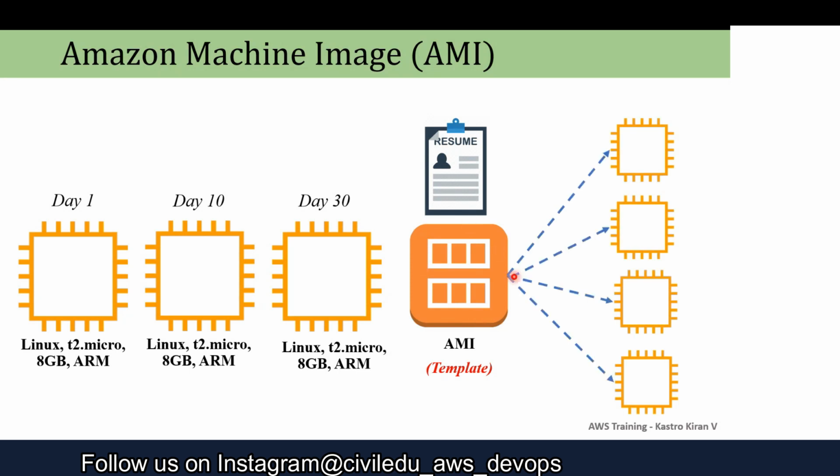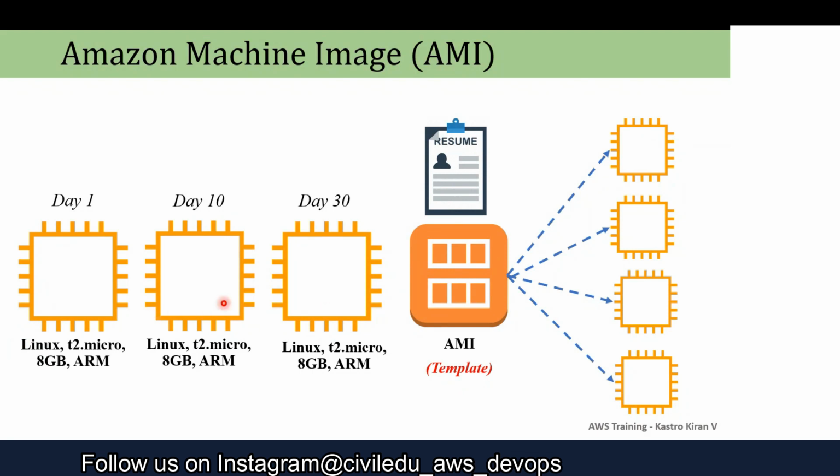So by using AMI, we can launch multiple instances. Every time you don't need to go to the EC2 console and launch the EC2 instance by selecting all these configurations. Yes, obviously it takes at least 2 to 3 minutes to create these instances individually. Now you want to save those 2 to 3 minutes of time.